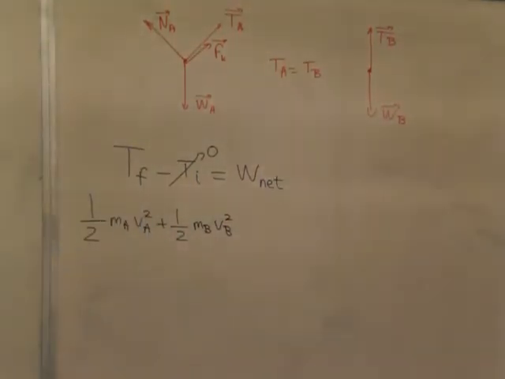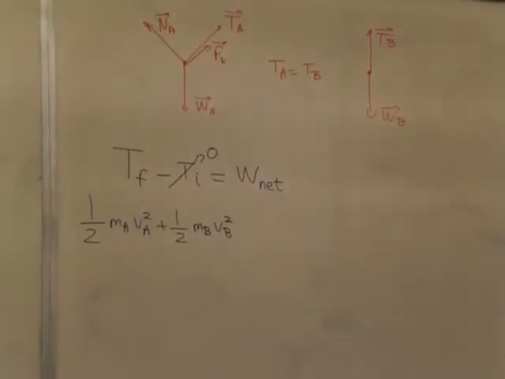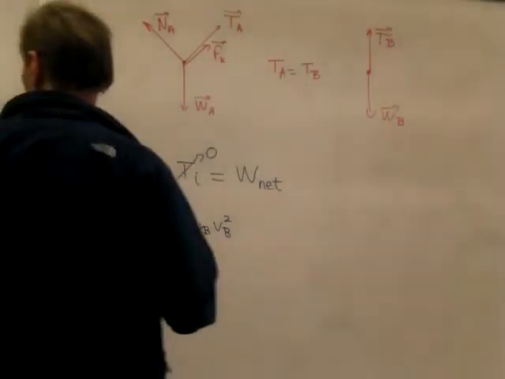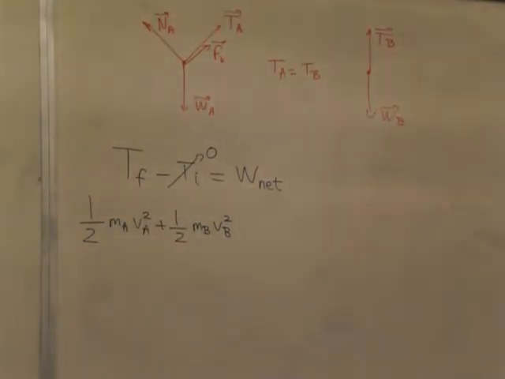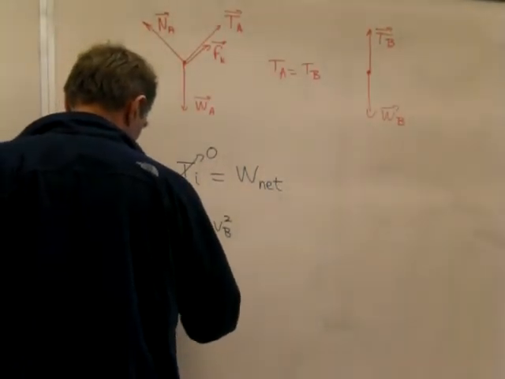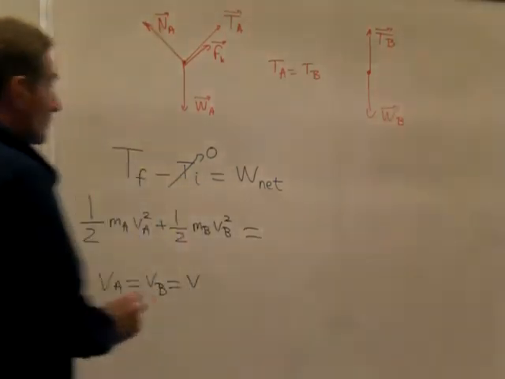How do VA and VB compare? Why are they the same? Because you have a connection via the rope and you don't have any weird setup with the pulleys. So any displacement for A gives you the same displacement for B, and any displacement for B gives you the same displacement for A. So we get this, and this is equal to the net work.